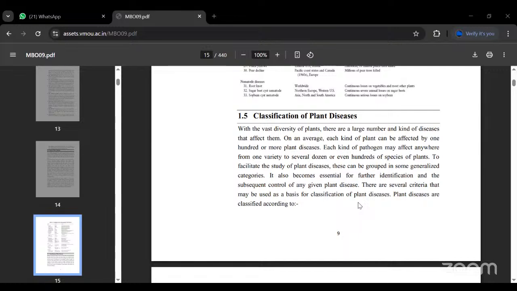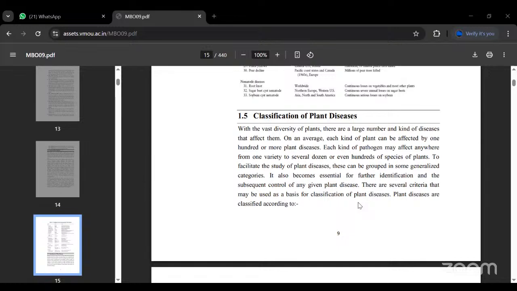To facilitate the study of plant disease, they can be grouped into some generalized categories. It also becomes essential for further identification and the subsequent use of the basic classification of plant diseases.